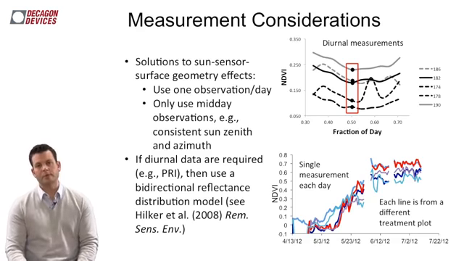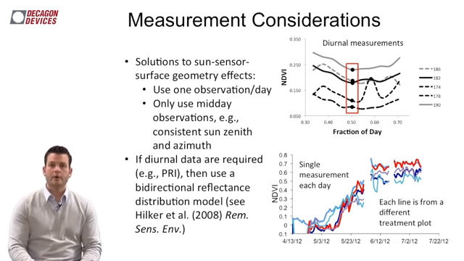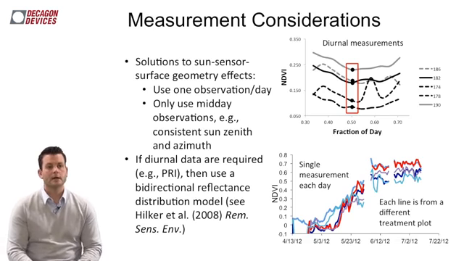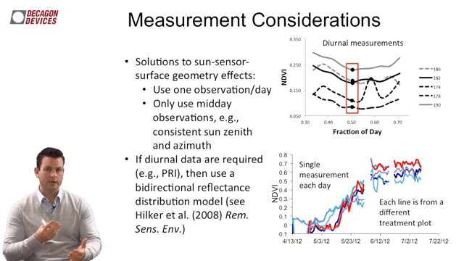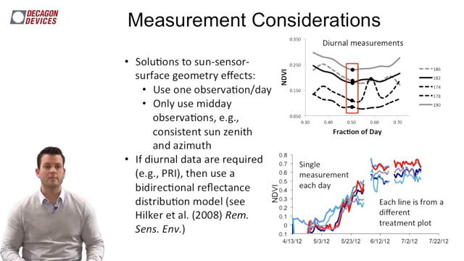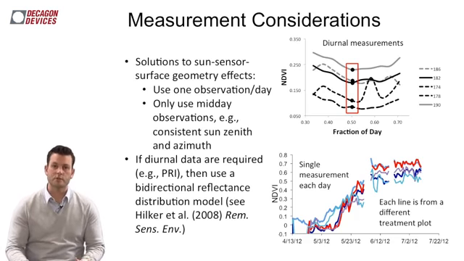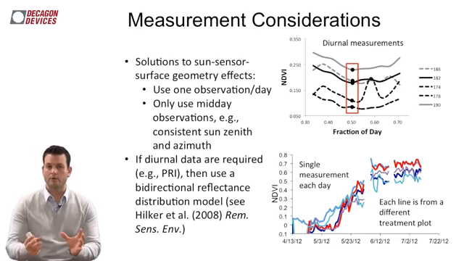Now there are likely going to be those of you out there who are going to want the diurnal data, especially in the case of PRI, because the PRI can be very dynamic as it responds to the dynamics of the xanthophyll cycle. And there's a lot of interest, I think, in understanding what some of those tight coupling and fast reactions are as plants and plant canopies respond to fast changes in the environment. So in this case, if you are going to use the diurnal data, I highly recommend that you look into bidirectional reflectance modeling, which is just a fancy way of saying you have to model or account for the angular effects that are present in the data.